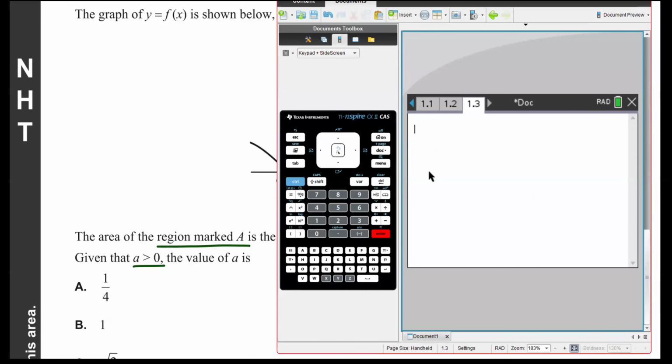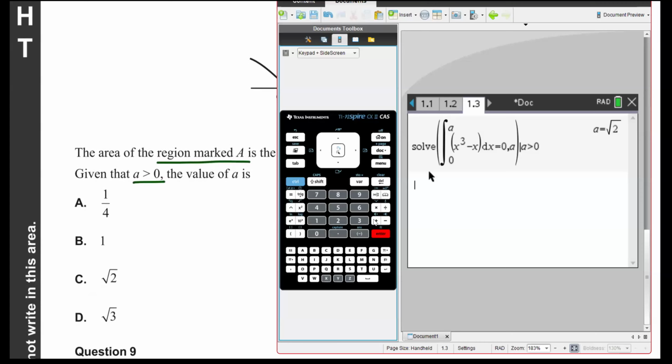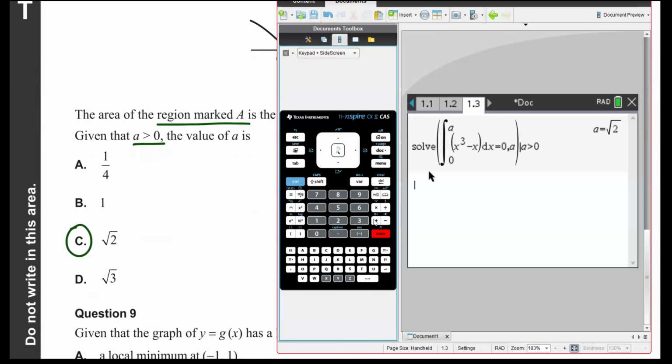Okay, so I solve shift plus the integral from 0 to a of x to the power 3 minus x dx equals 0 for a greater than 0. A is root 2. Is there any root 2? Yeah, option C.